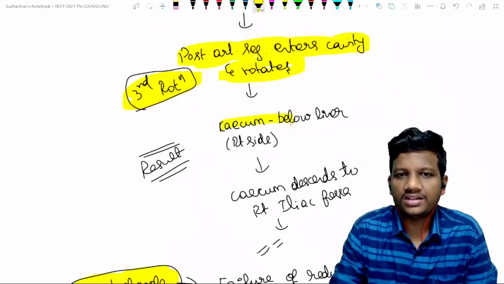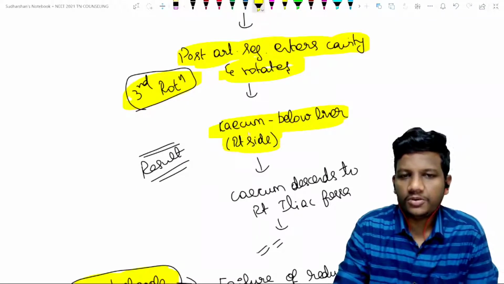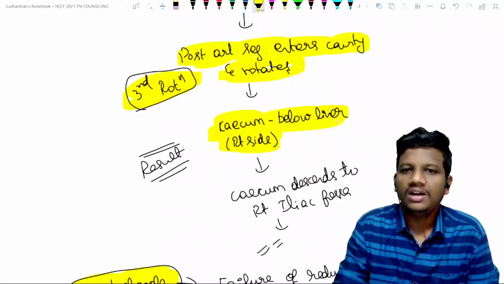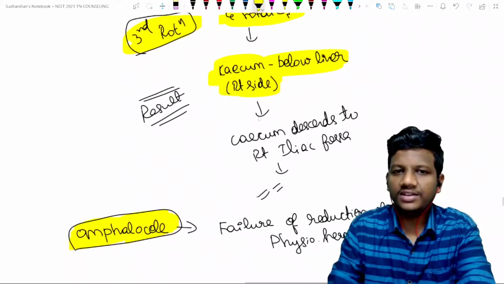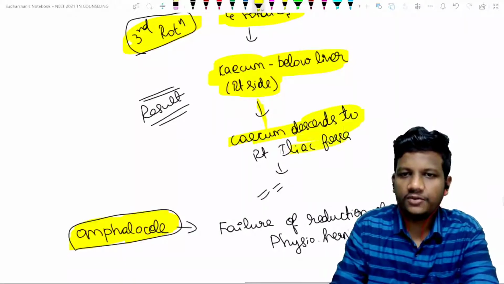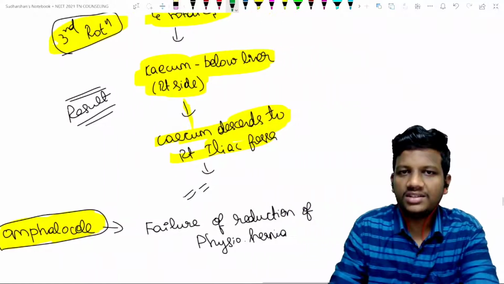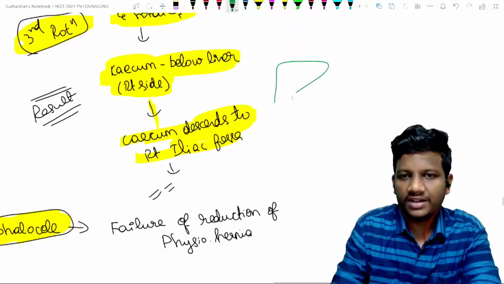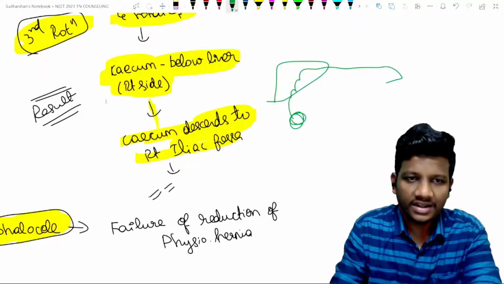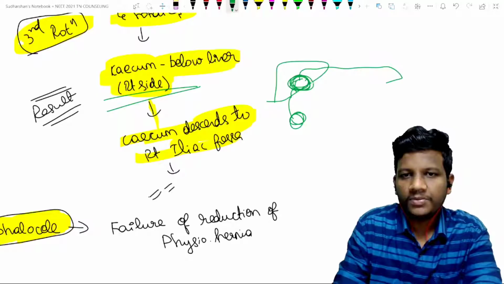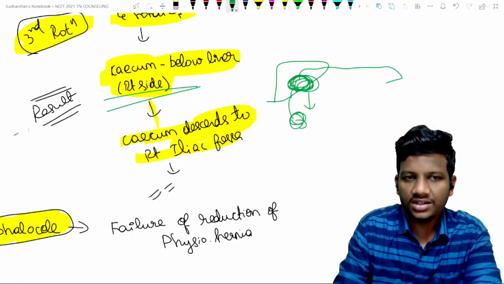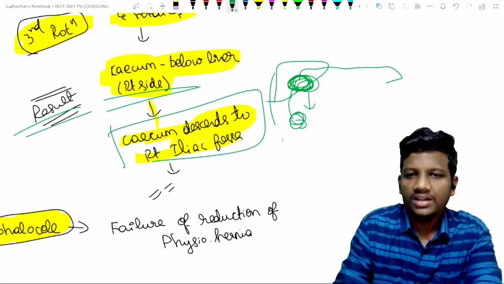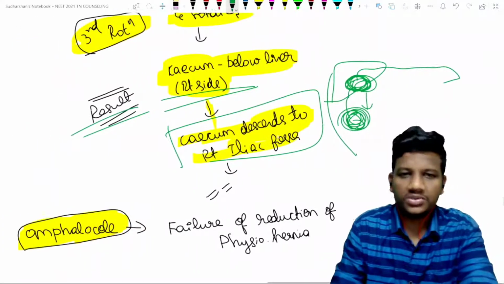At the end of the third rotation, the cecum goes below the liver. The cecum goes to the right side of the body and below the liver. This is a very important point. After this the cecum descends to the right iliac fossa. Normally, if we see where the cecum is, this is our liver, the cecum usually lies here and the colon comes like this. So at the end of the second rotation the cecum lies here, and for it to come to its normal position it has to descend. So after the third rotation the cecum descends to the right iliac fossa. This is the final thing.